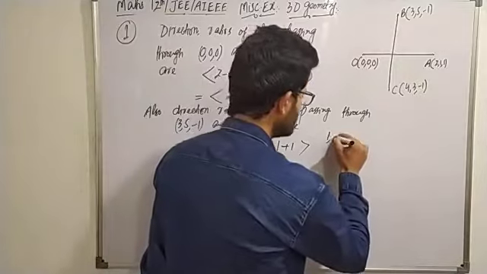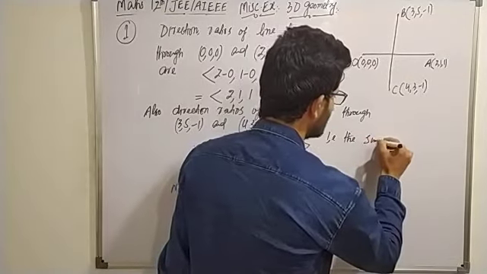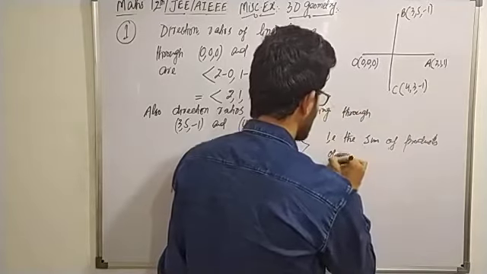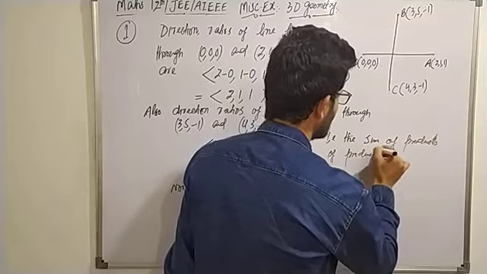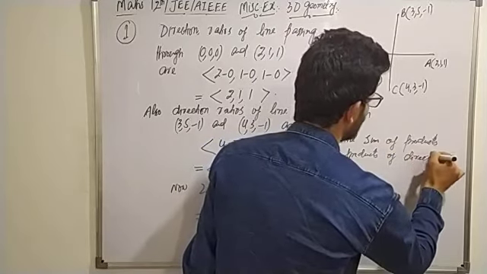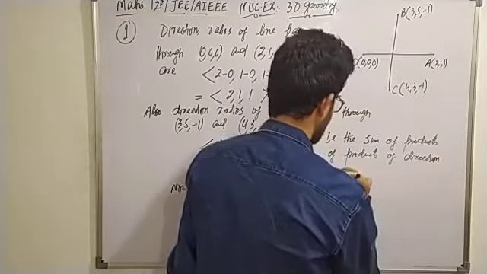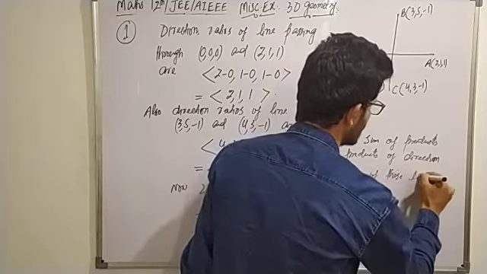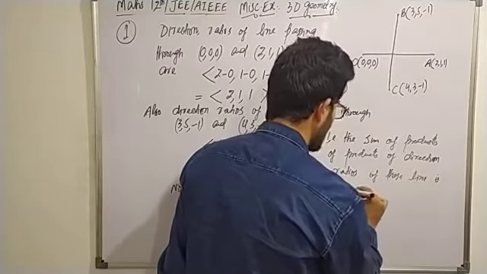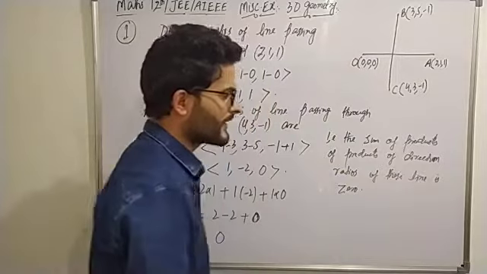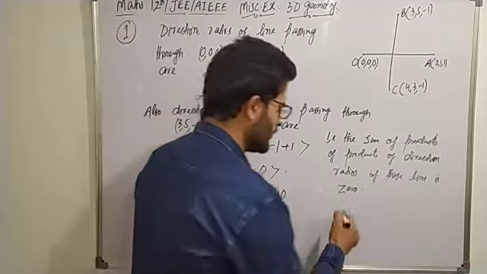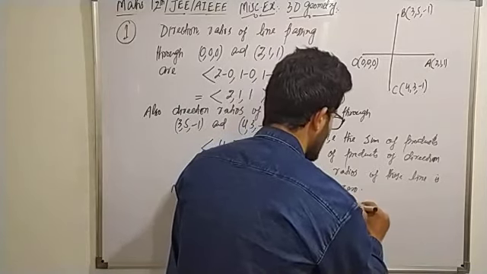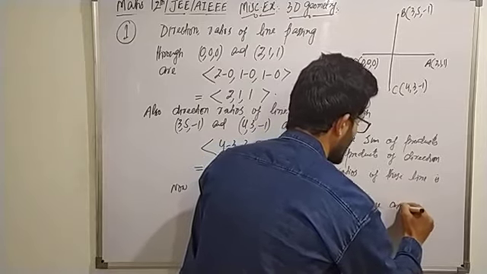That is the sum of products of direction ratios of these lines is 0. And when the sum of products of direction ratios of the lines is 0, then therefore the lines are perpendicular to each other, or therefore the lines are perpendicular.